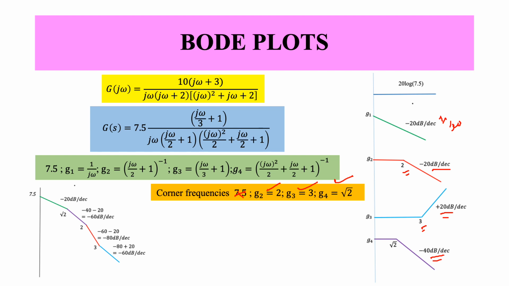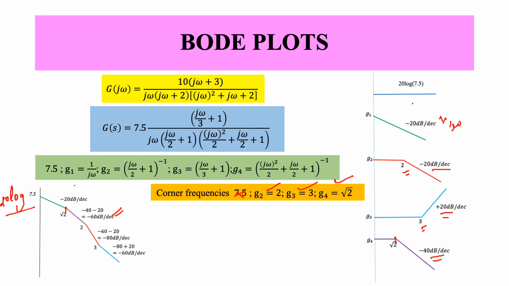So the overall plot would be the combination of all these lines. I will just add them. These are lines, so it's just a simple addition of lines. So I start, if you look, with a slope of minus 20 dB and the magnitude will be 20 log 7.5. Then at the first corner frequency root 2, my slope has decreased by 40. So it's minus 40 and minus 20 will give me minus 60.